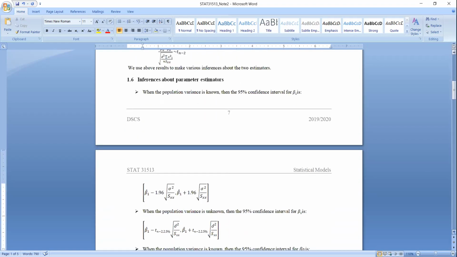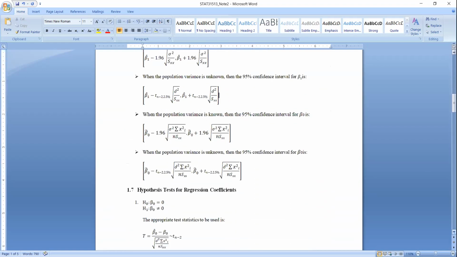So then when you use the t distribution, you have to just replace the population variance by the estimated value, right? So that's what you have to do. You have to remember, but you don't have to learn it by heart, just get the logic and remember that, right?